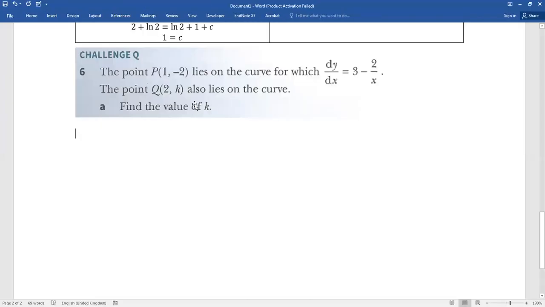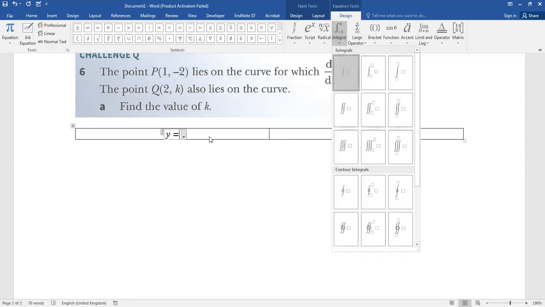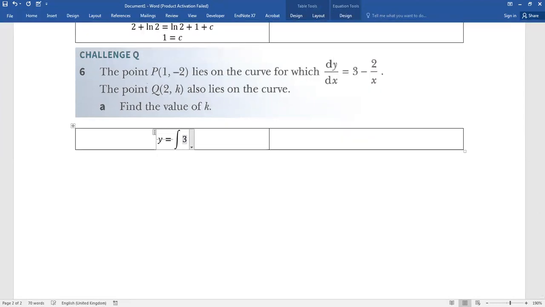The question asks us to find the point 2 comma k also lies on the curve. It asks us to find the value of k. We cannot find the value of k unless we have the equation of the curve. And how will we get the equation of the curve? Once we integrate this entire thing.